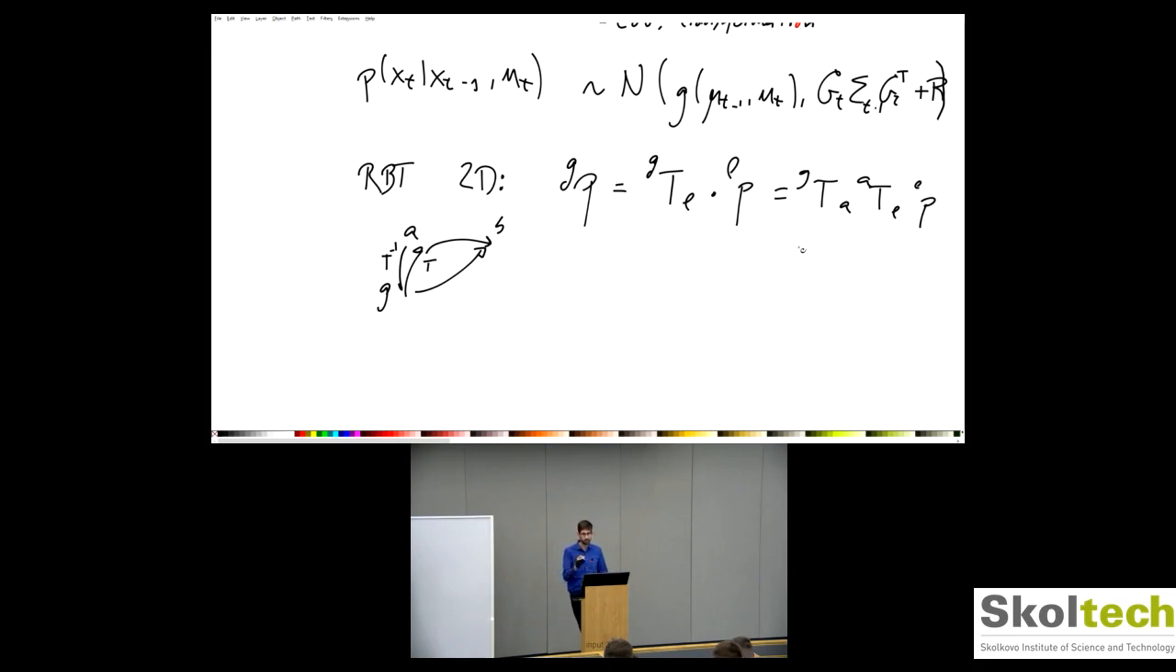It's not just X, Y, and our orientation theta. It's also giving us all the parameters we need to transform any observation that we get from a local frame to the global frame and vice versa.